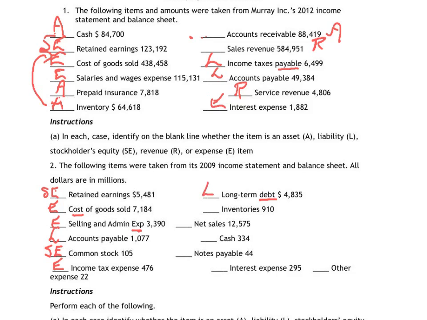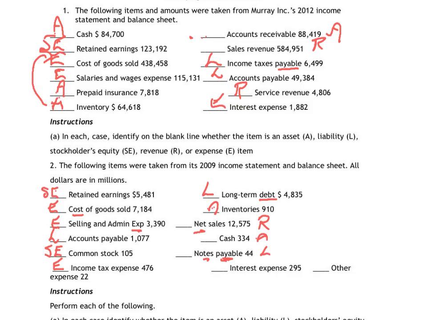Inventories, as we saw up above, an asset. Net sales, now don't get confused with net. Now a company who sells to customers a product, the customers can return that product. So net sales is what they've sold to everybody minus what has been returned. So this is a revenue account. Cash, assets. Notes payable. Now the key thing is payable, it's a liability.